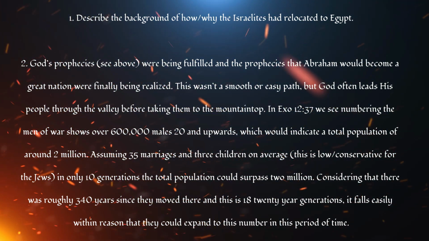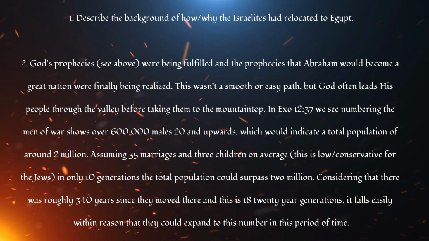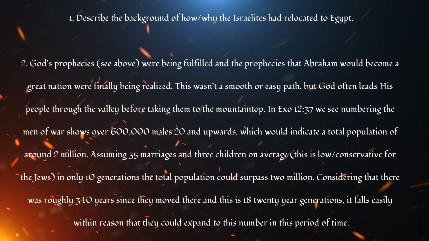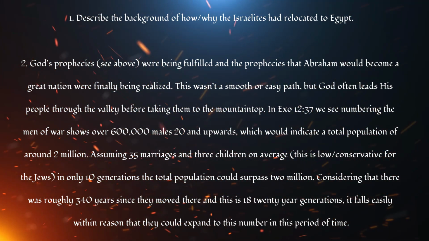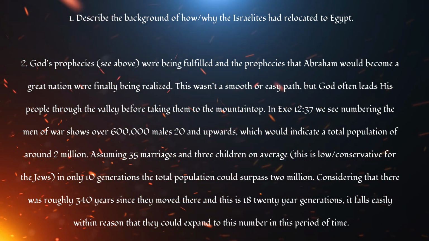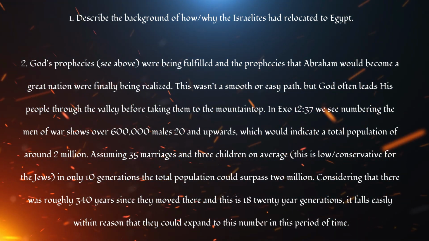Assuming 3.5 marriages and 3 children on average, this is low, conservative for the Jews. In only 10 generations, the total population could surpass 2 million. Considering that there were roughly 340 years since they moved there, and this is 18-20 year generations, it falls easily within reason that they could expand to this number in this period of time.